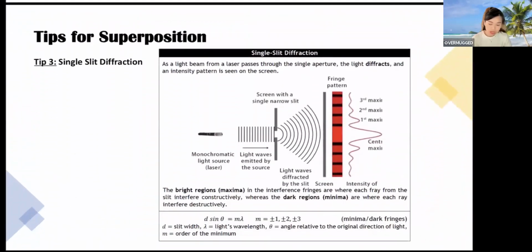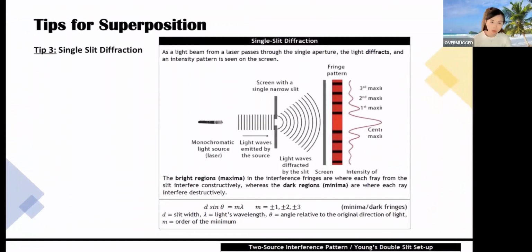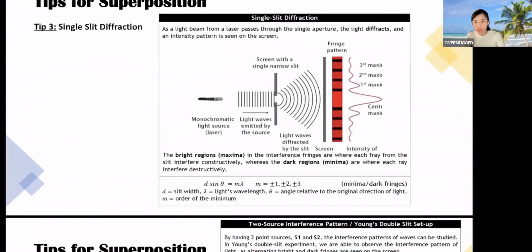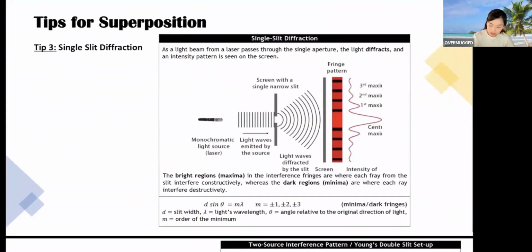Okay, so the next application for superposition, or interference, would be when you have single slit diffraction. So for this type of question, always identify your question first. Is it a single slit or a double slit? Because if it's a single slit, the only formula that you can use here would be d sine theta equals m lambda, where m is the number of fringes that you have.